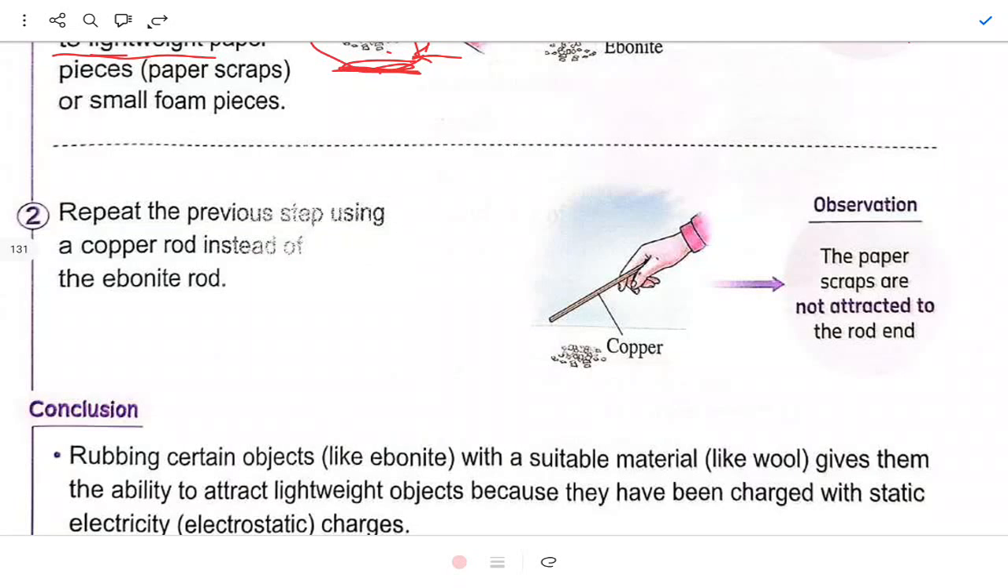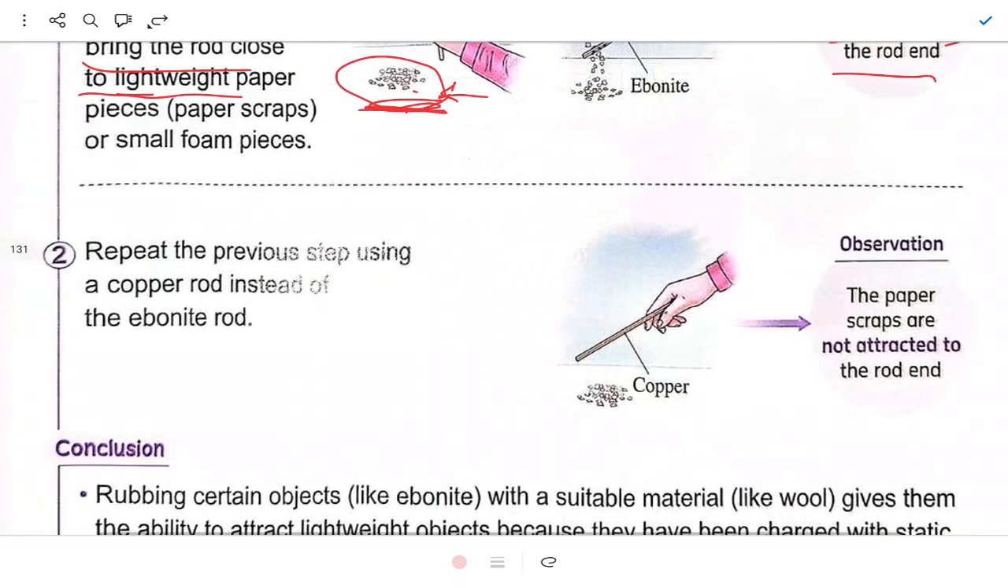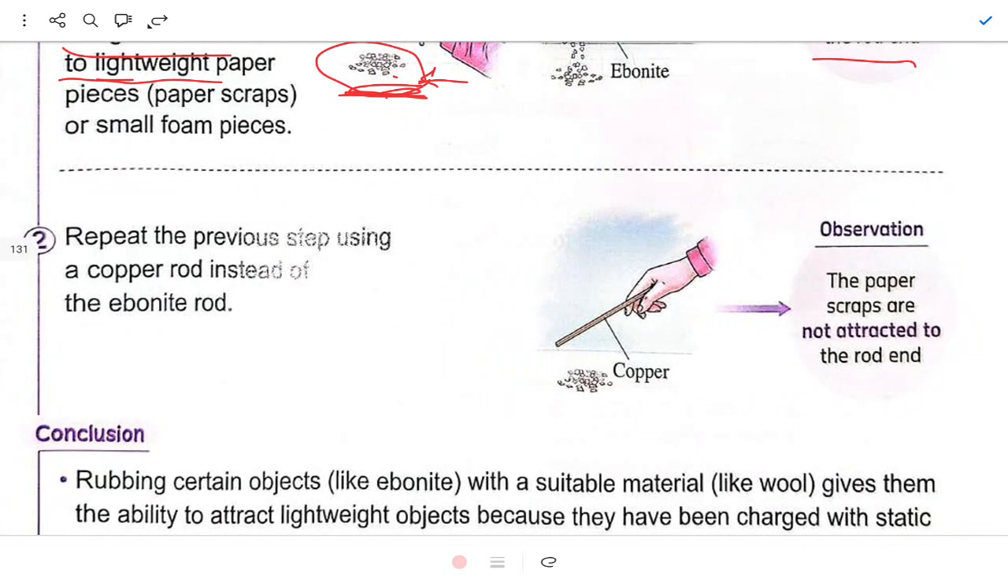Repeat this experiment using a copper rod, not ebonite. You will notice that there is no attraction between the rod and the scraps. So there is no attraction between the rod and the scraps. So it may depend on the type of the material.